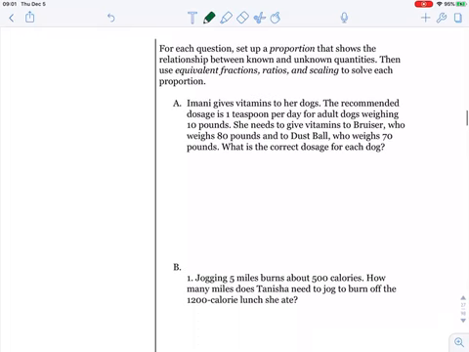For each question, set up a proportion, okay? So you will see this vocabulary or this verbiage on a test. For each question, set up a proportion. I know on your test for sure, there's a question that says, write as a proportion. Write as a proportion. Imani gives vitamins to her dogs. The recommended dosage is 1 teaspoon per day for an adult dog weighing 10 pounds.